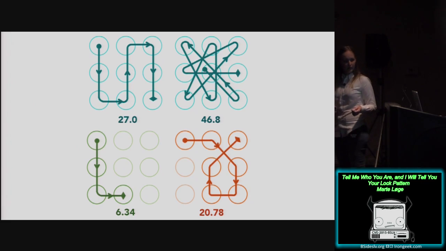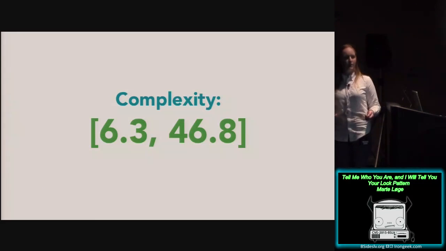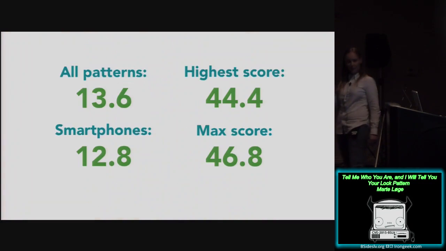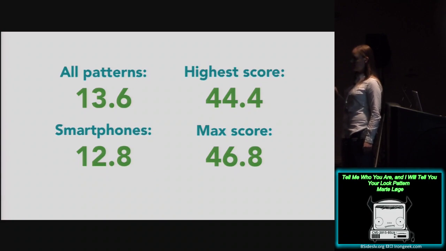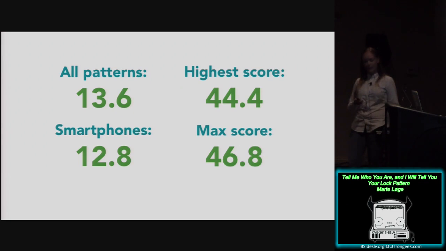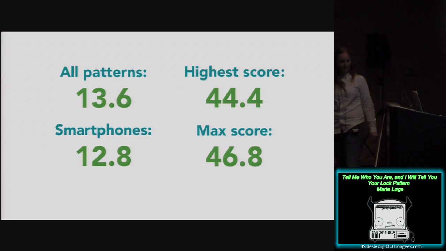So the mathematical formula is just giving a score, just to give a hint of how visually complex the patterns are. So it's about 6 to 46, a score to just give an indication. A fun thing about the patterns is that on average, all the patterns created, the 3,400, only reach an average score of 13.6. Meaning that the patterns created don't have much visual complexity.